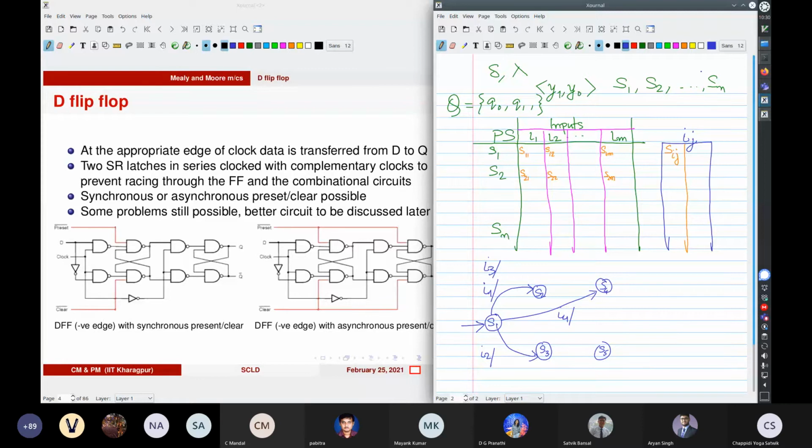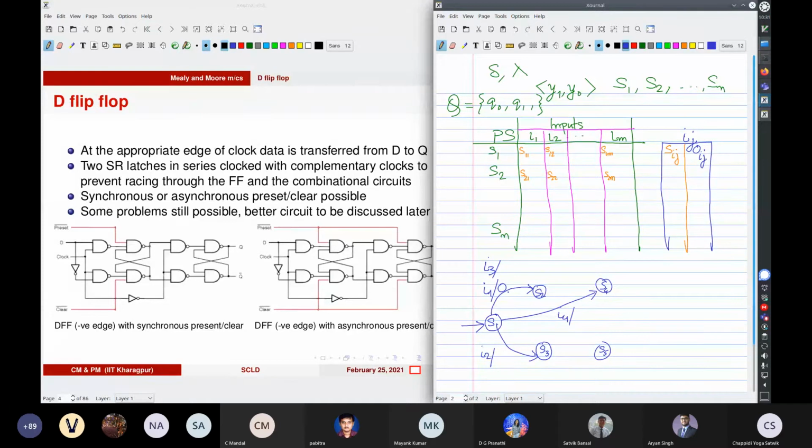The other part is, when I get an input, I also produce an output. So let us call this Oj. That means I'm in state A, and on getting input J, I produce some output.